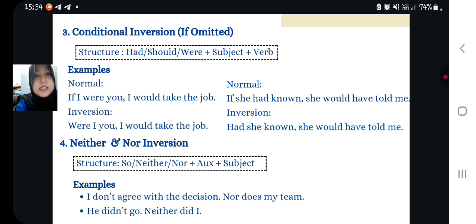And the fourth is neither or nor inversion. When agreeing with a previous statement, neither triggers inversion. For structure: so, neither, nor plus auxiliary plus subject. For example, I don't agree with the decision, nor does my team. And next, he didn't go, neither did I.